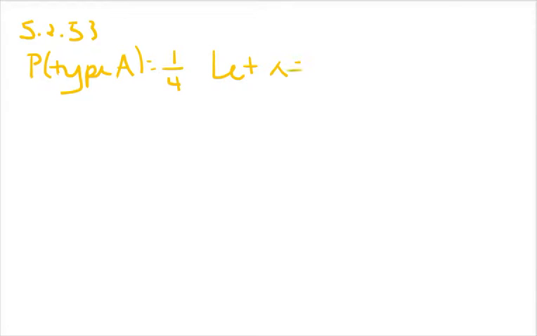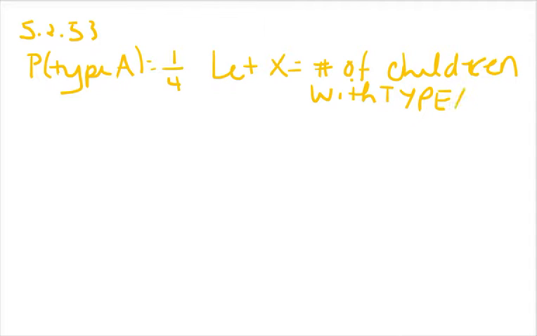So problem 53 was similar to what we did in class with inheritance of blood type. This is 5.2.53. So the inheritance of blood type, the probability of a type A is equal to 1/4. We're going to let X equal the number, that's your random variable, the number of children with type A blood, okay? And N was equal to 4.